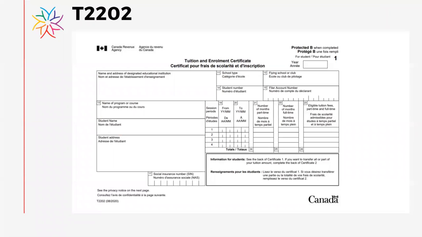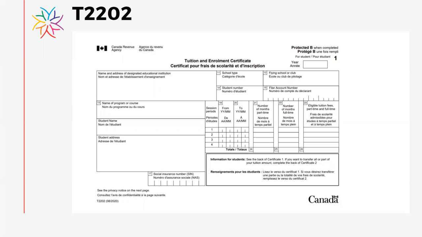At a minimum, the educational program needs to last at least 3 consecutive weeks and requires a minimum of 10 or 12 hours of instruction or work in the program each week, excluding study time. If you think you qualify for a T2202 but did not receive one, you should check with your school directly. Information included in the T2202 are the number of months you were a part-time or full-time student and your eligible tuition fees in the year, among others.